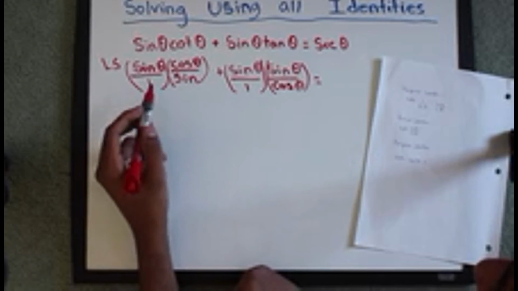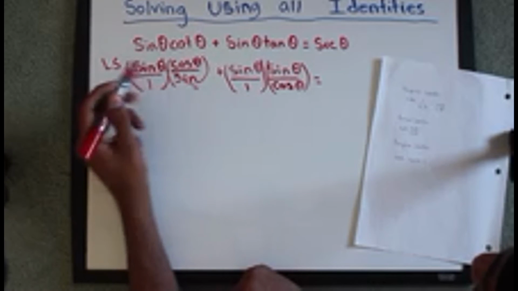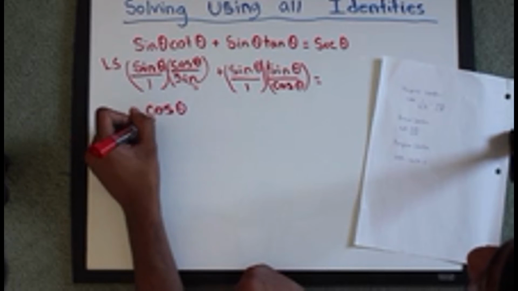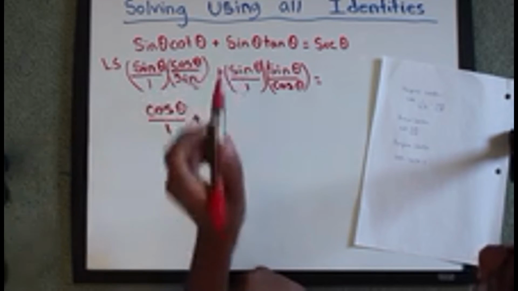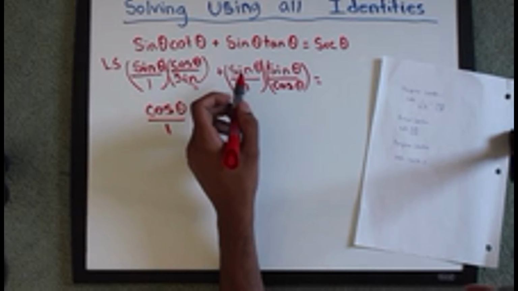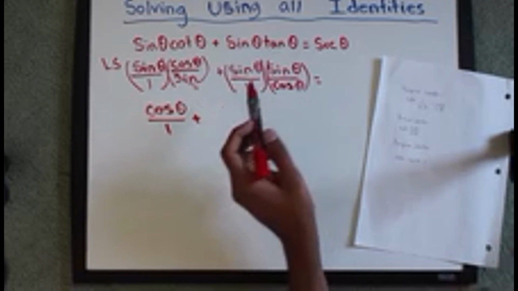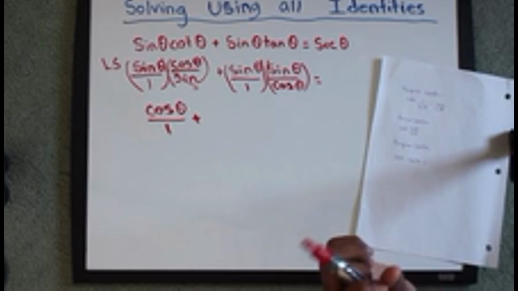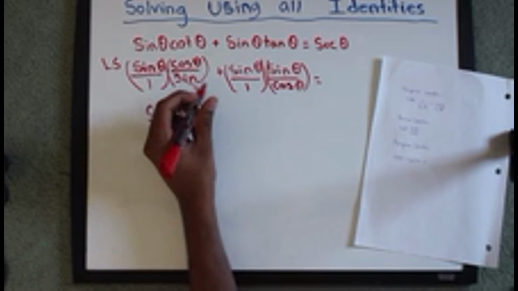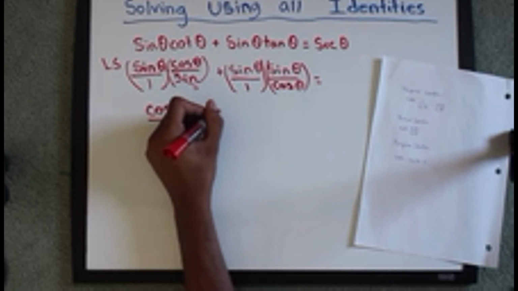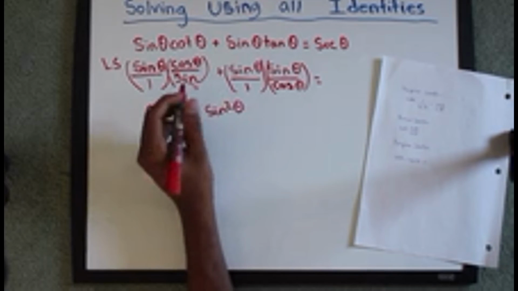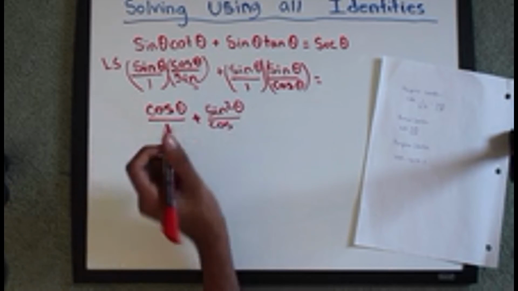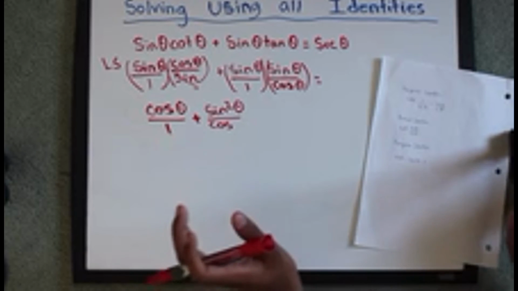So now when we multiply these two together, these two sines cancel out. And we end up with cos theta over 1 plus, and then if we look over here, it's going to be sine over 1 times sine over cos. Okay, so that's going to equal sine squared theta over cos. Okay, and we're still on the left side.